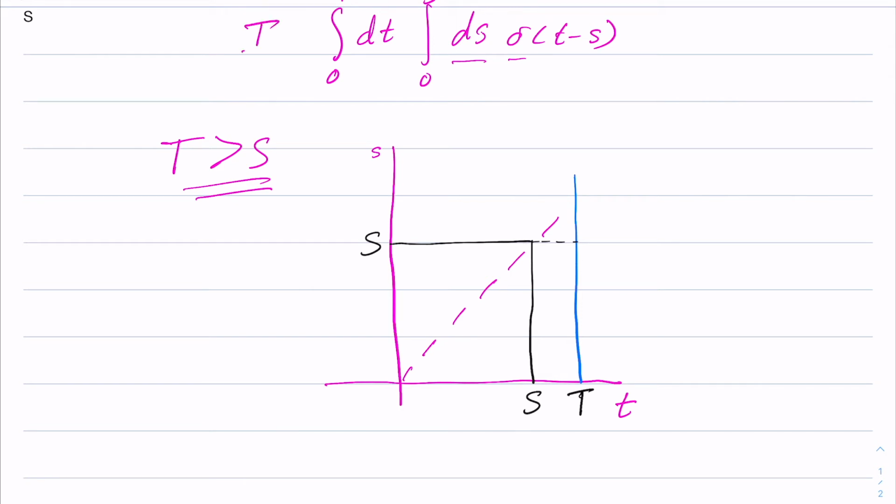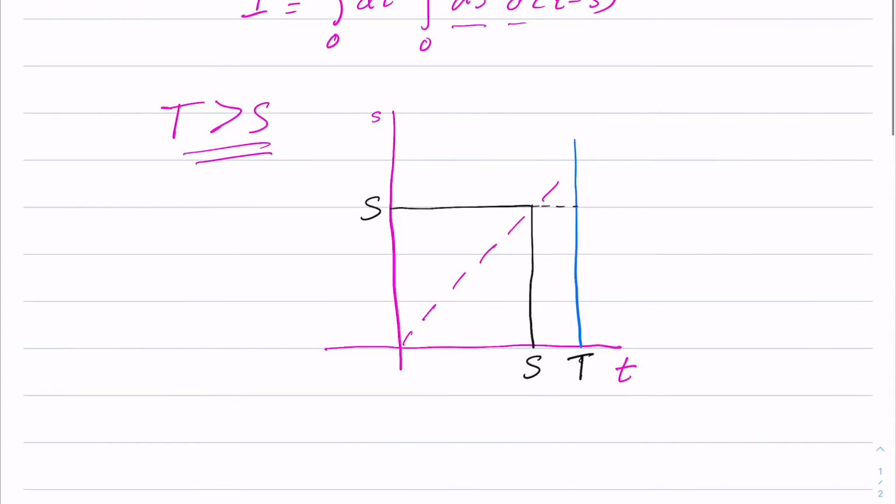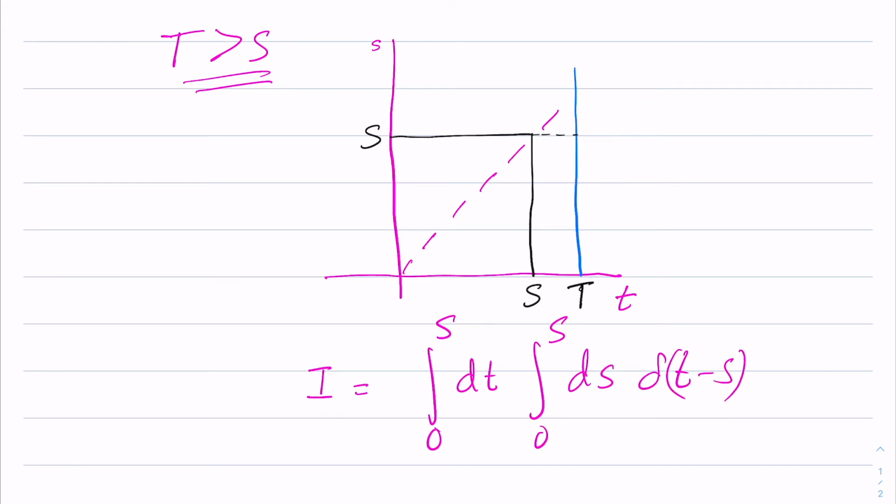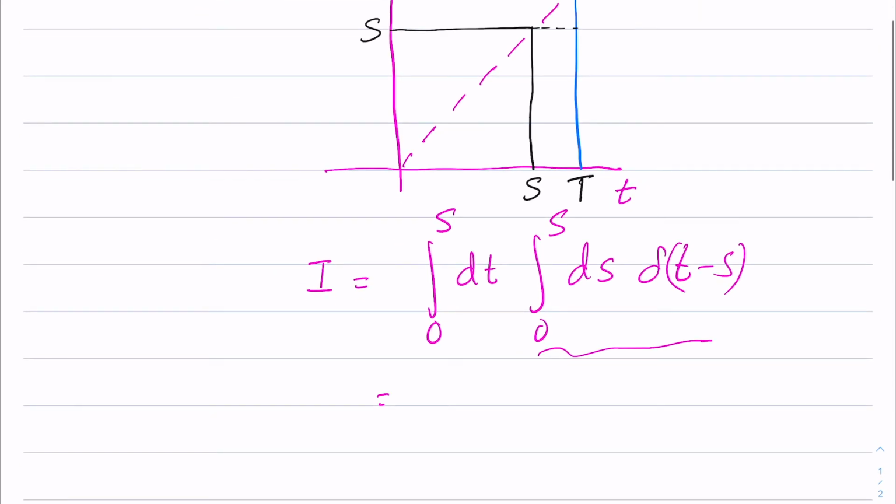So our integral is this I. So this integral I will become, when T greater than S, the integral from 0 to s dt, integral from 0 to S ds delta t minus s, and the second integral is 1. Then this integral from 0 to s dt will be equal to s. So this is the case when T greater than S.